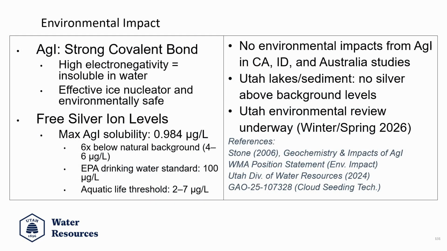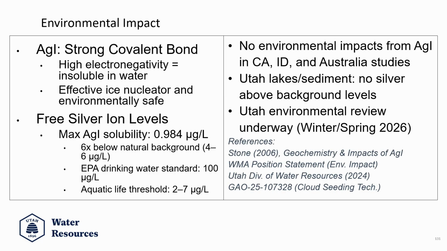So silver iodide could be a scary term, primarily because of silver. And silver alone, that free silver ion, does have negative environmental effects. However, silver and iodide have a very strong covalent bond, which allows it to stay in a solid form, which is great for two reasons. One, we're releasing these silver iodide particles into supersaturated environments, so we want it to stay in that solid form. But also, when it gets onto the ground, we want it to stay in a solid form so it's not bioavailable. With that strong covalent bond, the maximum solubility of silver off of silver iodide is 0.984 micrograms per liter. So that's parts per trillion.